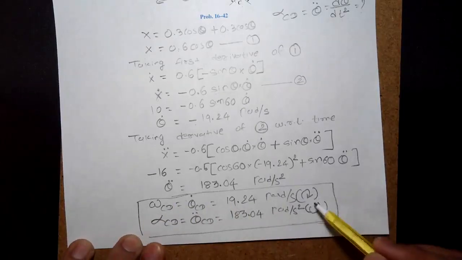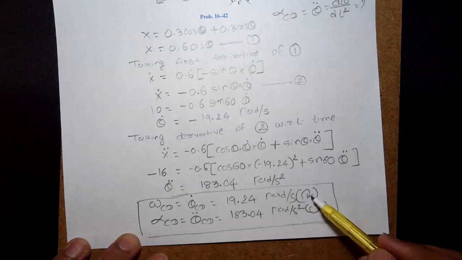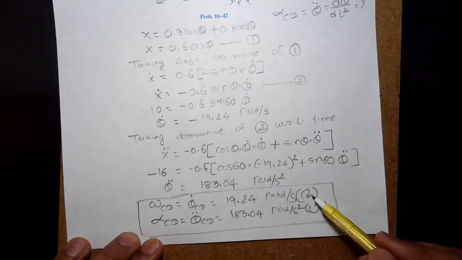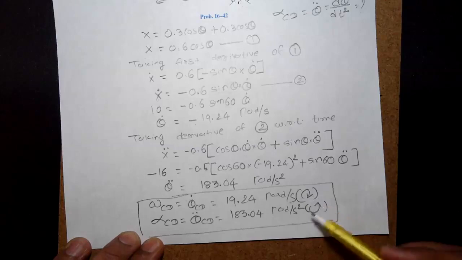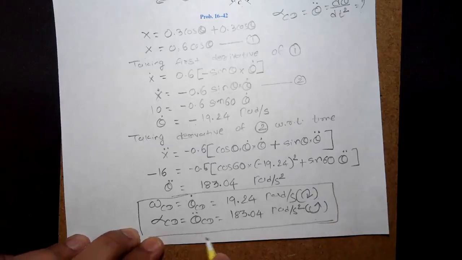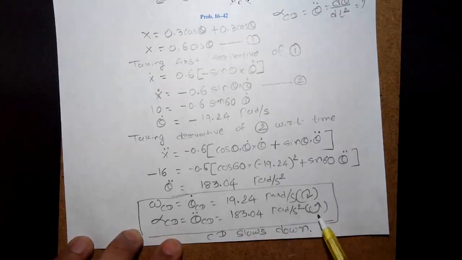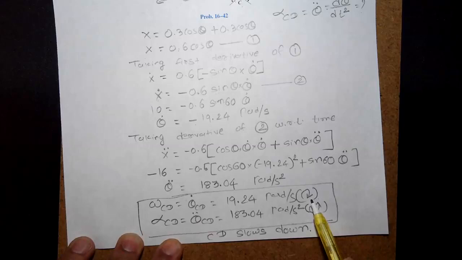Also pay attention to the signs here: omega CD is clockwise and alpha CD is counterclockwise. The acceleration has a sign opposite to that of velocity. That means link CD slows down as time passes. That's why the acceleration is opposite to that of the angular velocity.